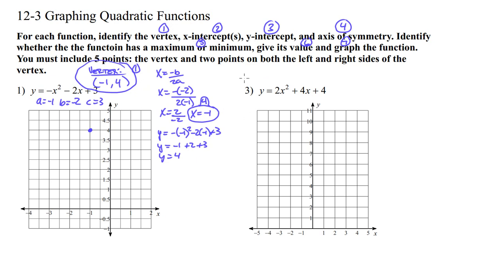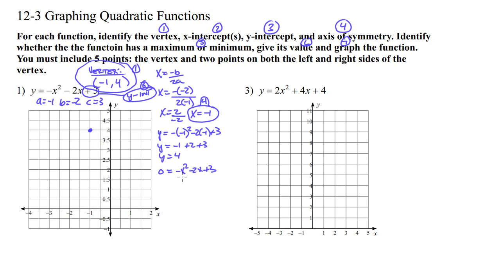So we want to find x-intercepts. The y-intercept is really pretty straightforward. The y-intercept is going to be +3. Okay, so there's part 3. So we've done 1, 3, and 4. Let's maybe do the x-intercepts. So when the x-intercepts, that's when y equals 0. So we have 0 equals -x squared minus 2x plus 3.